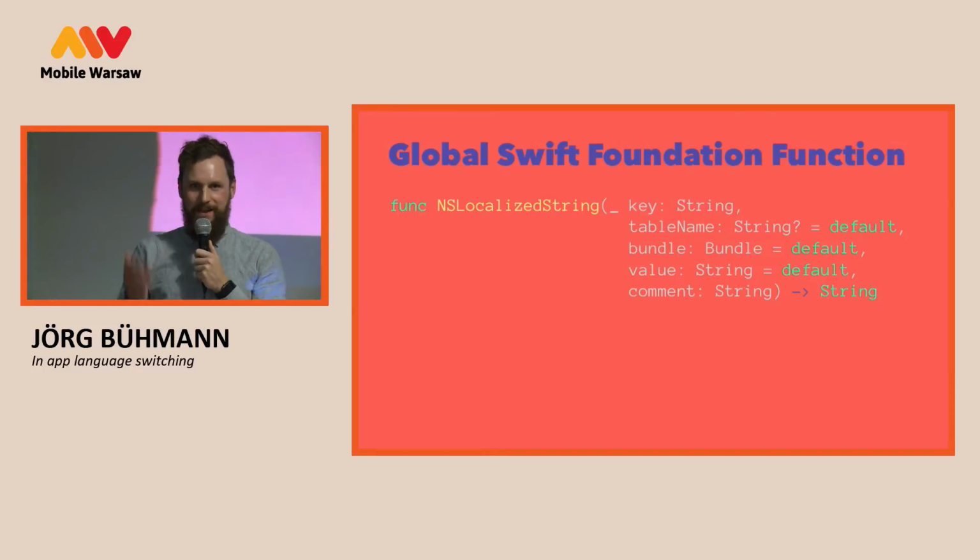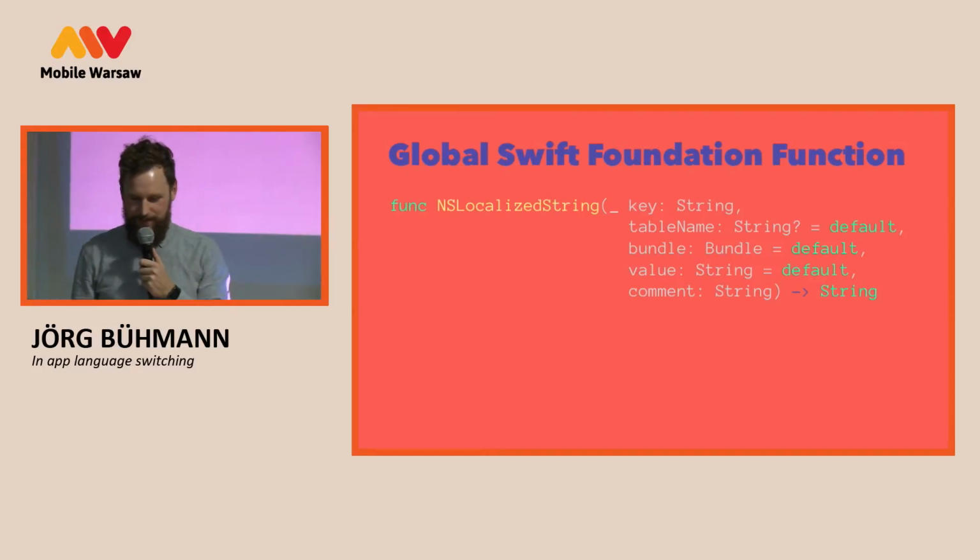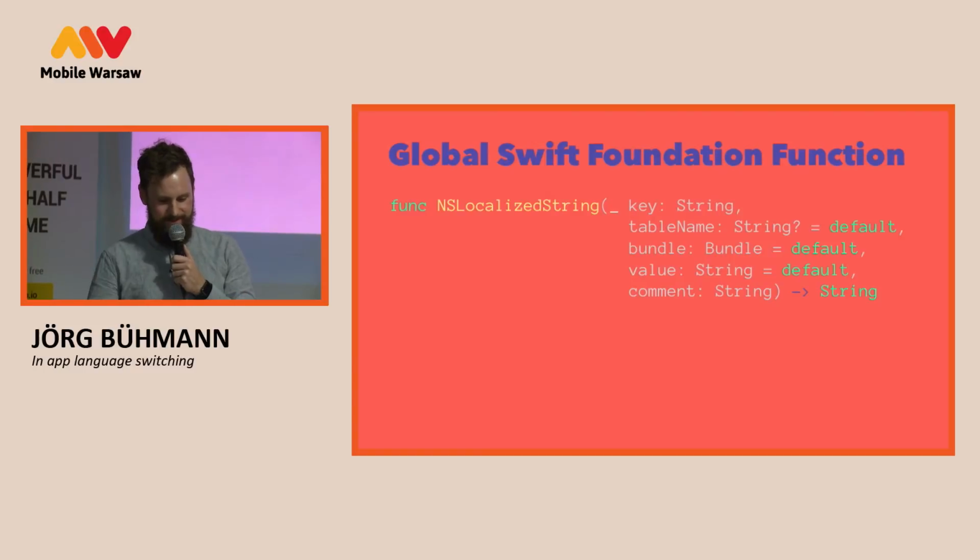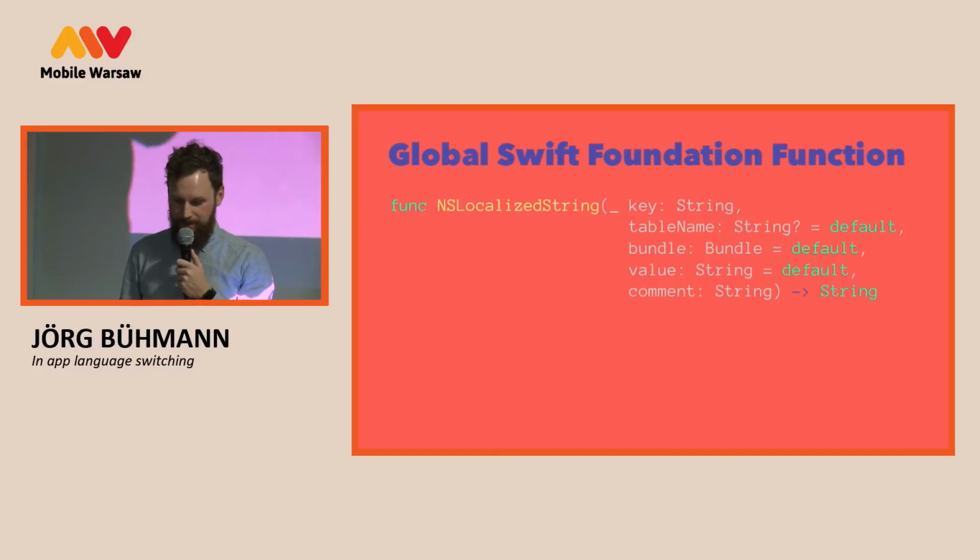So what do we have? Input and output. It's pretty easy. So we have a key. So okay, keys and values. So you get something in, you get something out of that. Then we have a table name. Table, not this kind of table probably. A bundle. Value, and a comment. That's a lot of things.